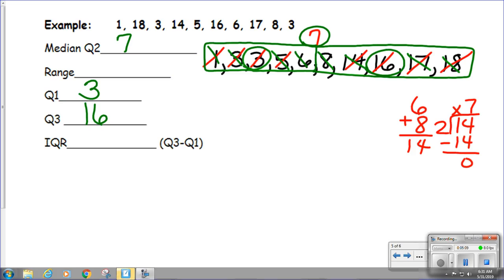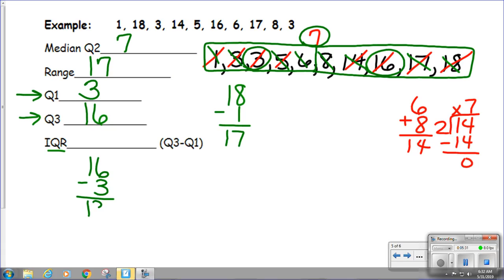Again, take note that I did nothing with that median. I did not highlight it. I did not cross it off. It stays. So the range is from the original numbers. That's 18 minus 1 is 17. And the IQR is Q3 minus Q1. 16 minus 3 is 13.